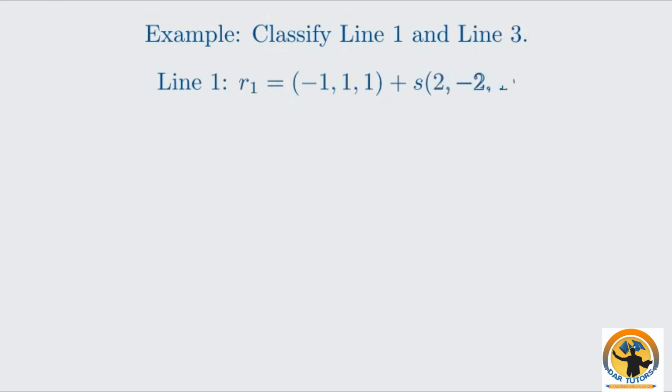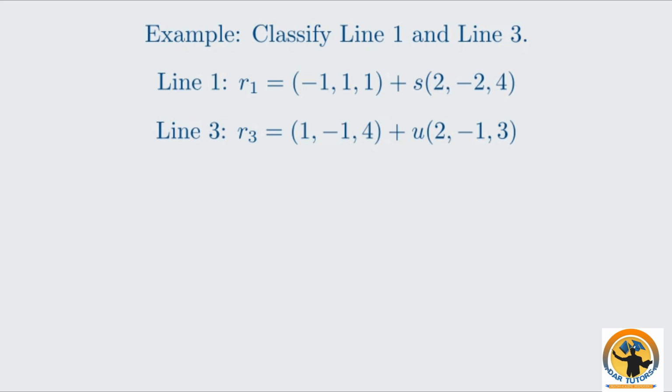Let's look at one more 3D example to see what happens when lines are skew. We'll use line 1 and line 3 from our previous set. Line 1 has direction vector v equals (2, -2, 4), and line 3 has direction vector u equals (2, -1, 3).